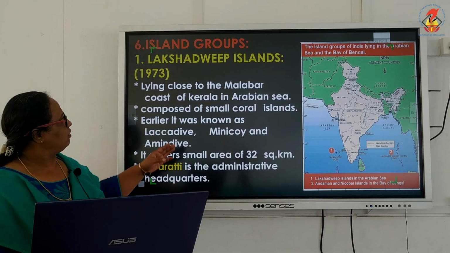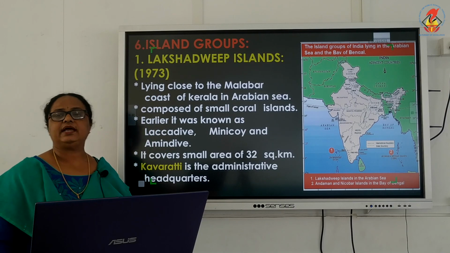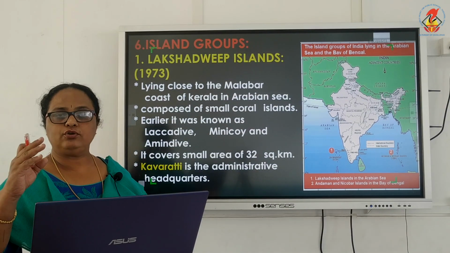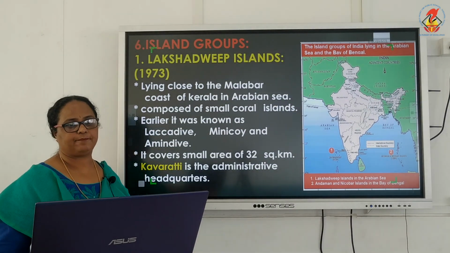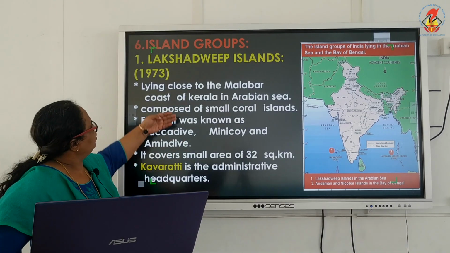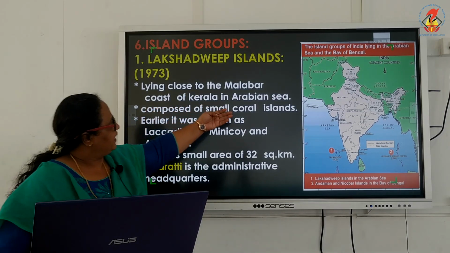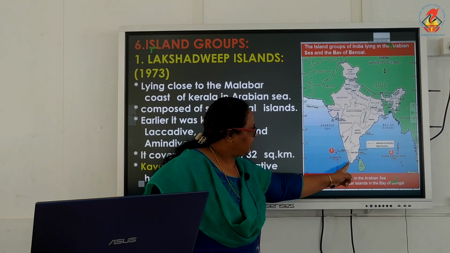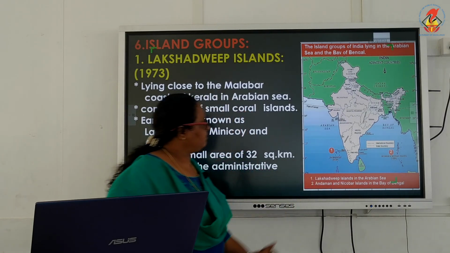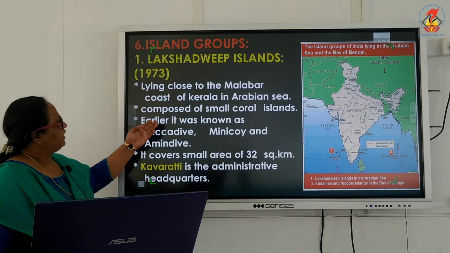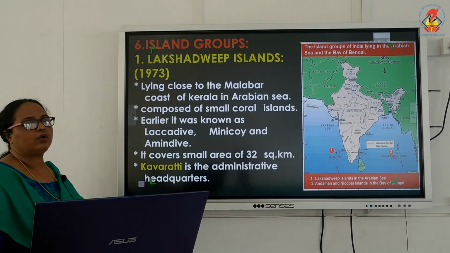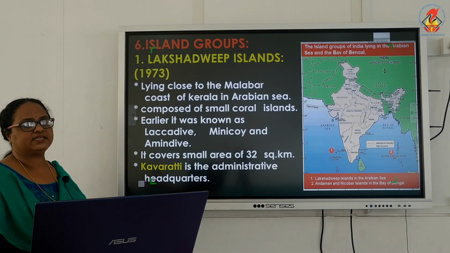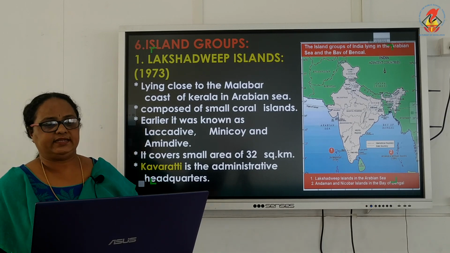Now let's go deeper into Lakshadweep, the island group in the Arabian Sea, lying close to the Malabar coast of Kerala. Here, near the Malabar coast in the Arabian Sea, we have Lakshadweep, and it is composed of small coral islands. It has many coral islands.